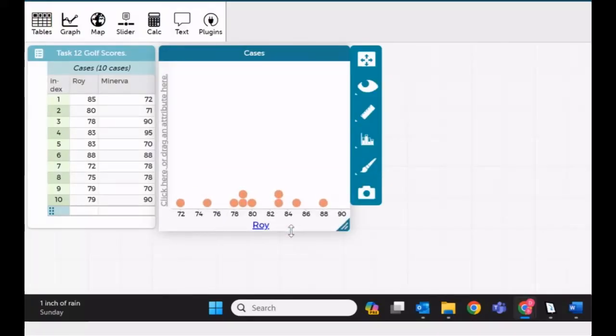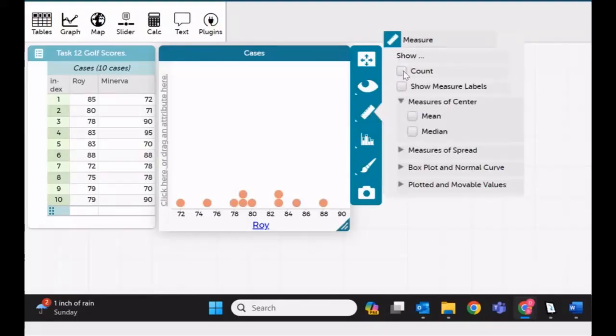So right there, this is Roy's golf scores, okay? What might we want to know about Roy's golf scores? Maybe how many scores he has, okay? So I click on the ruler, which is over on the far right, and I select count. So there are 10 different golf scores, okay?